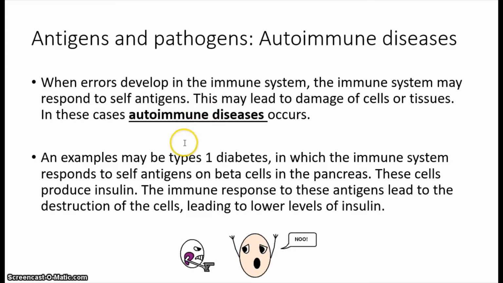One of the examples that you might have learnt about or might remember from Unit 1 biology is type 1 diabetes, in which the immune system responds to self-antigens on the beta cells in the pancreas. These cells normally produce insulin, but due to the immune response, the antigens are recognized, and the immune response to those cells then leads to them being destroyed, leading to an overall lower production of insulin in the body, and a real misregulation of the blood glucose levels in that particular host organism.